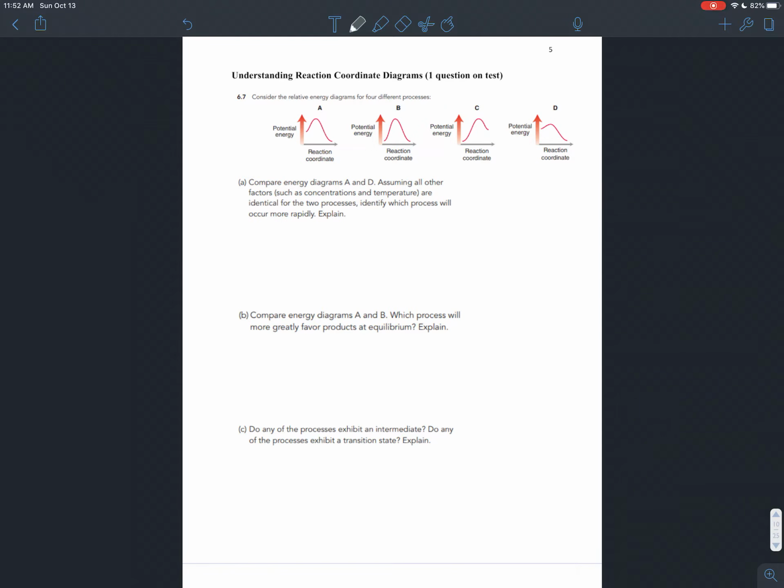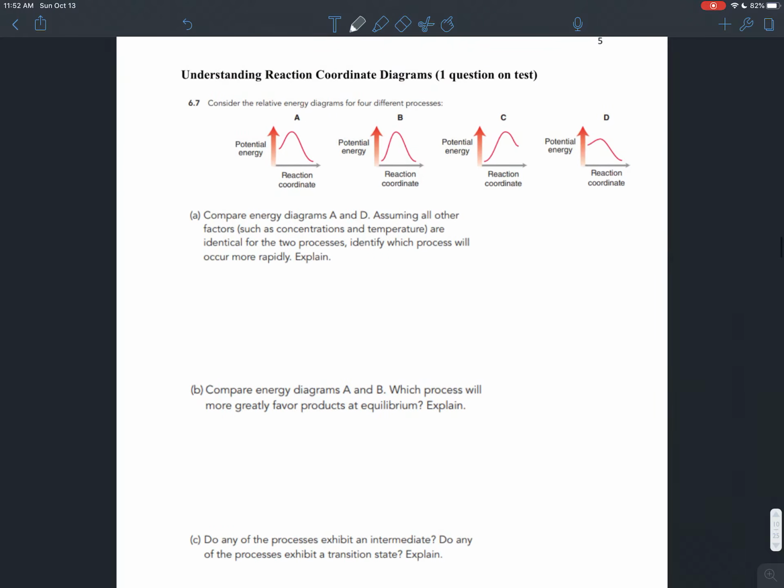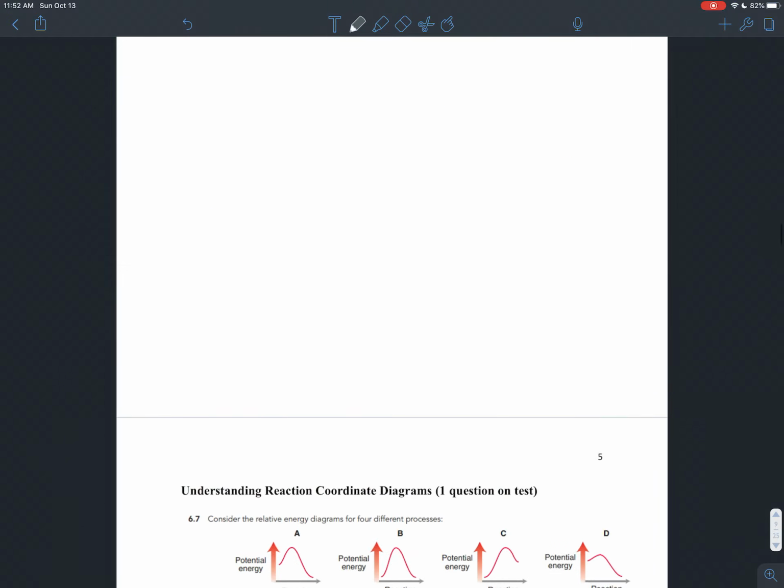Exercise 6-7 is trying to get you to read and understand things that are called reaction coordinate diagrams. Reaction coordinate diagrams track how energy changes over the course of a reaction. So you'll always have a y-axis that will be some type of energy. So the energy increases as you go up. Sometimes on standardized tests you may see a delta G there, sometimes a delta H. It doesn't really matter. The y-axis is always some type of energy.